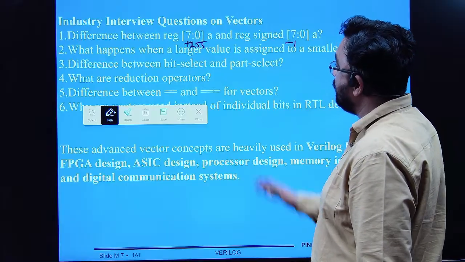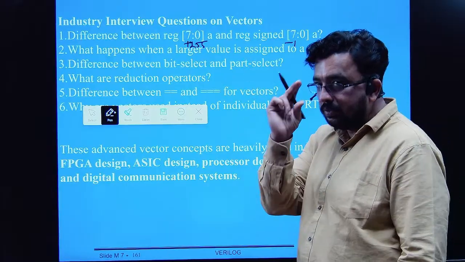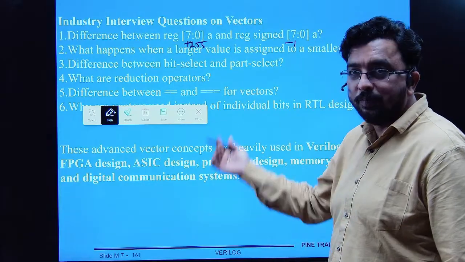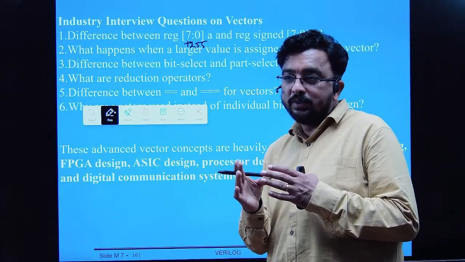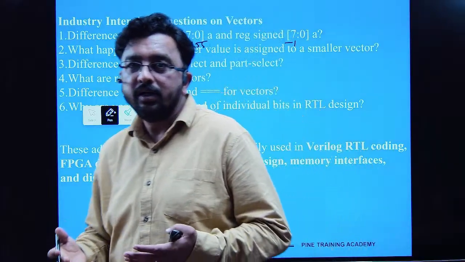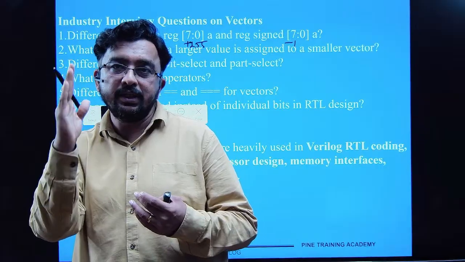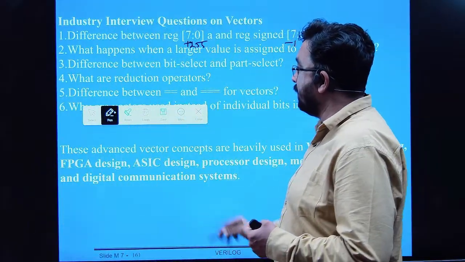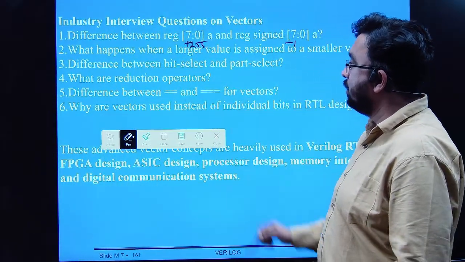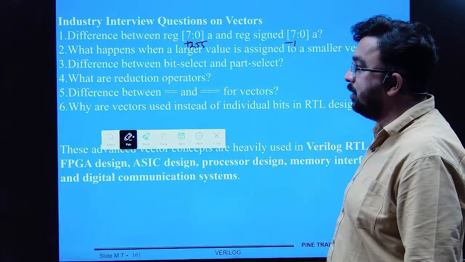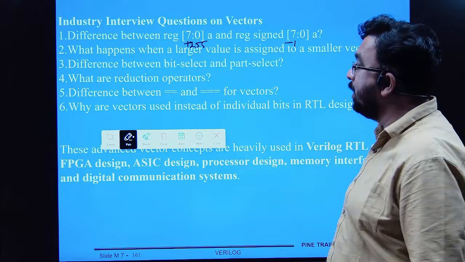Difference between bit select and part select: bit select is one bit, part select is a group. What are reduction operators? Reduction operators always perform on multiple bits. They reduce the data one by one and give an output in a single bit. Difference between equality: this is your logical equality and this is your case equality. We will see, I have not taught you operators yet.